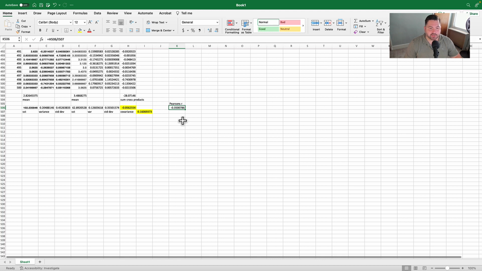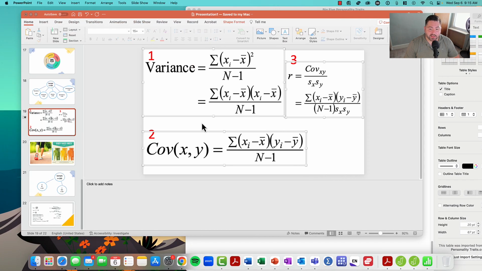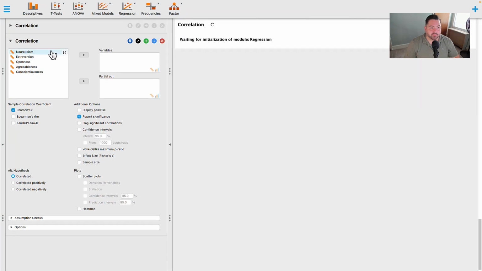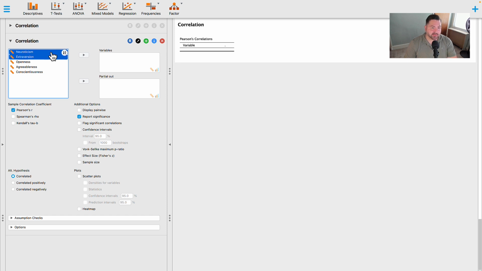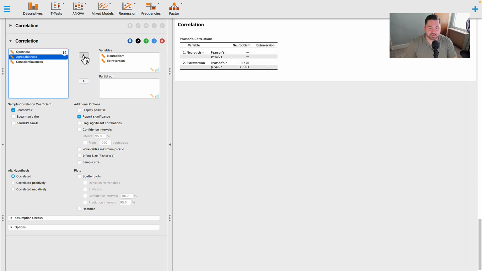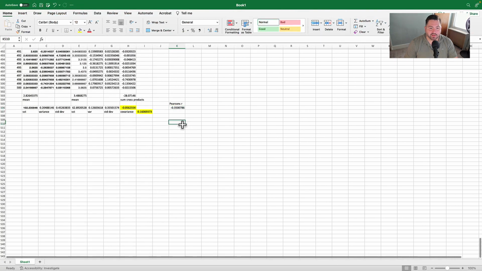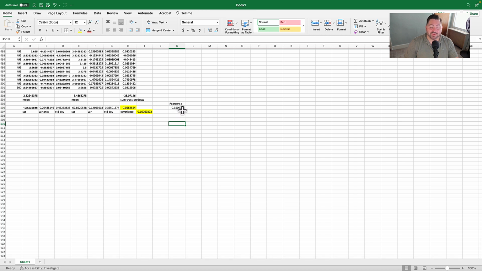Now, if we wanted to quickly jump over to JASP and confirm that the relationship between neuroticism and extroversion was in fact negative 0.350, we can go ahead and do that. Let's quickly run our regression and correlation here. We were interested in neuroticism and extroversion, and we wanted our Pearson correlation. You can see that the neuroticism value of negative 0.350 matches the Excel file we just calculated. So I hope this video was helpful.